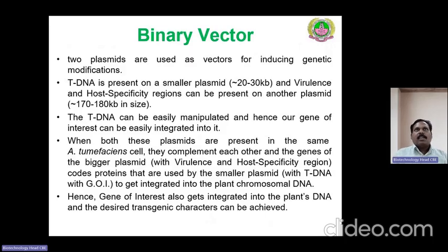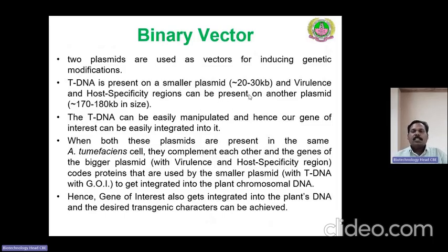In the binary vector category, there are two plasmids which can be used as a vector for inducing genetic modification. So for optimally making genetic transformation, we will be cloning the gene of interest in the transfer DNA region. Any genes that are put between the left and right border regions on a plasmid will be transferred to a plant upon infection by Agrobacterium tumefaciens. Typically the T-DNA, which is present on a smaller plasmid, is in the range of 20 to 30 kilobase pair, and the virulence and host specificity region can be made to be present on another plasmid of size 170 to 180 kilobase pair.